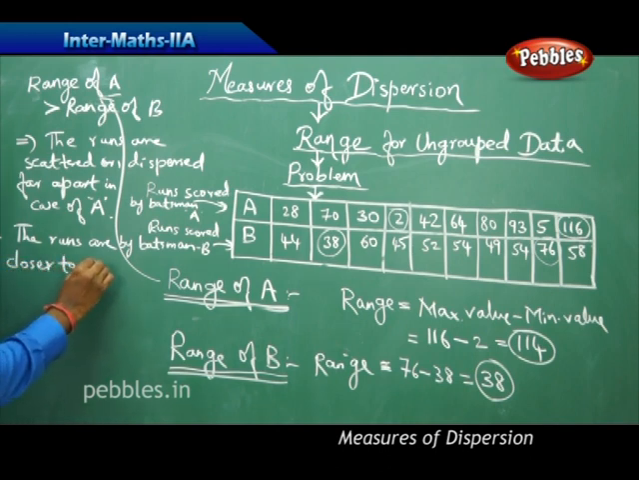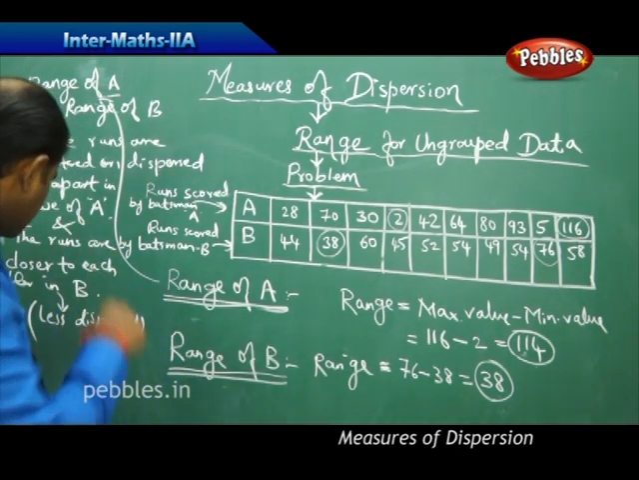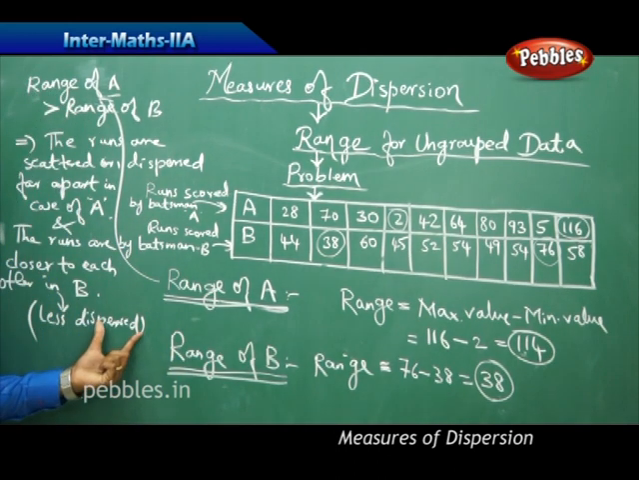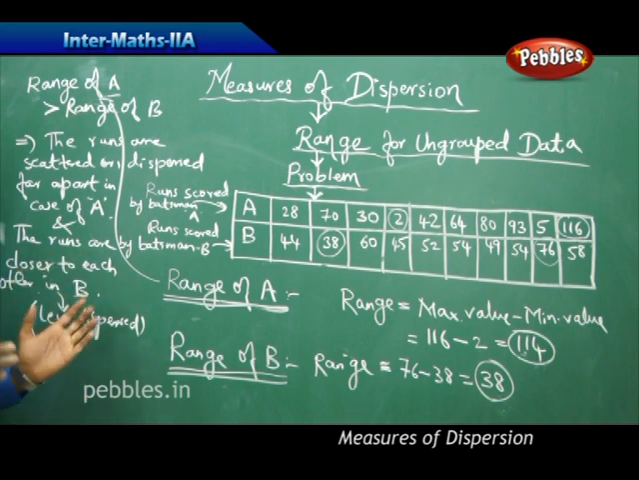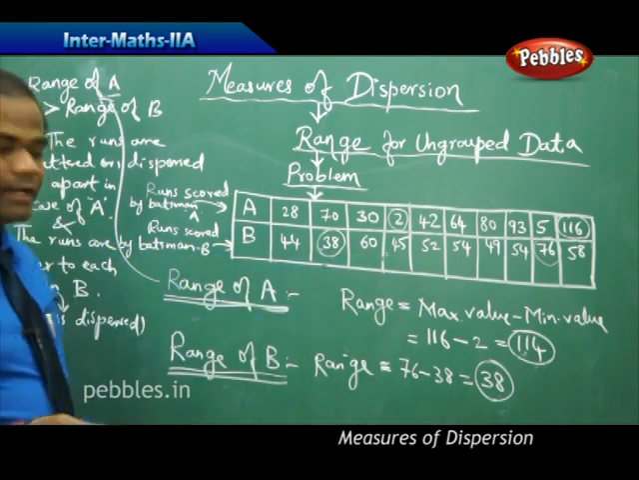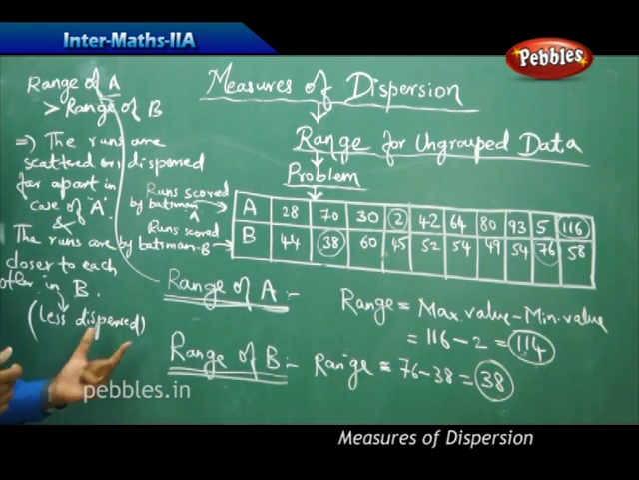closer to each other. The data points are less dispersed. So in this case, the runs are closer to each other. They are quite near in the case of each of the data points or each of the scores, and hence less scattered or less dispersed.